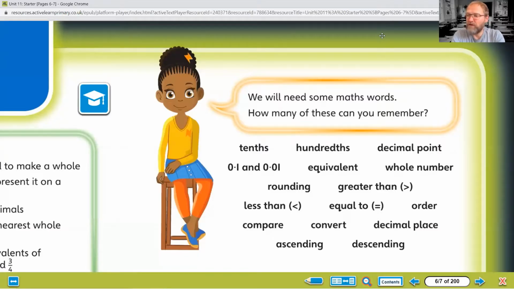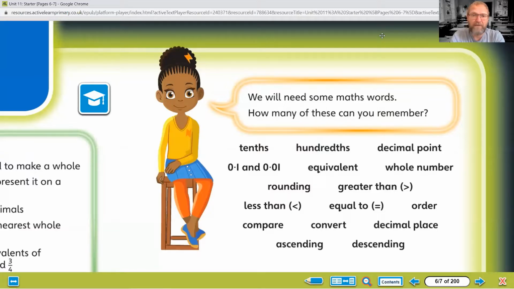And we're on Year 4 Practice Book 4C, and we're starting right at the beginning, which is decimals 2. And here are some of the words that we might be using. So tenths means to split something in 10 equal parts. Hundredths is when we split something into 100 equal parts. A decimal point shows us the place value of decimals which come after the point.